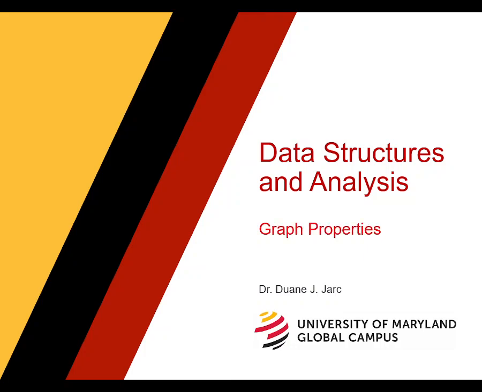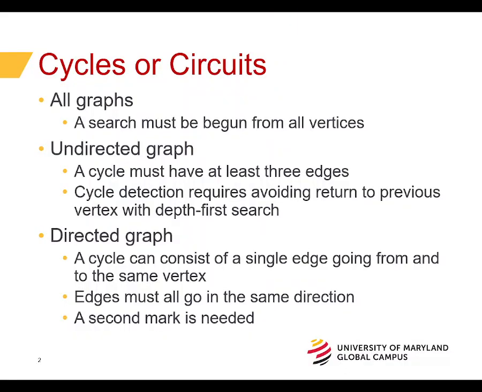Two of the most important properties of graphs are whether or not they contain cycles and whether or not they are connected. We begin with a discussion of cycles, which are also referred to as circuits. What constitutes a cycle differs depending upon whether the graph is directed or undirected. There is one aspect that is common to both types of graphs, so let's begin with it.